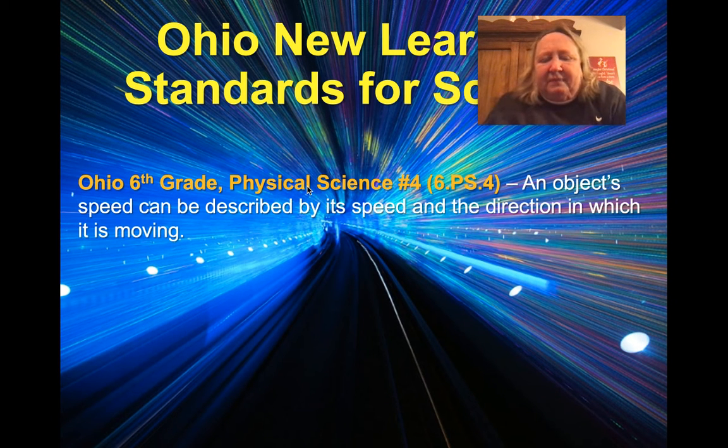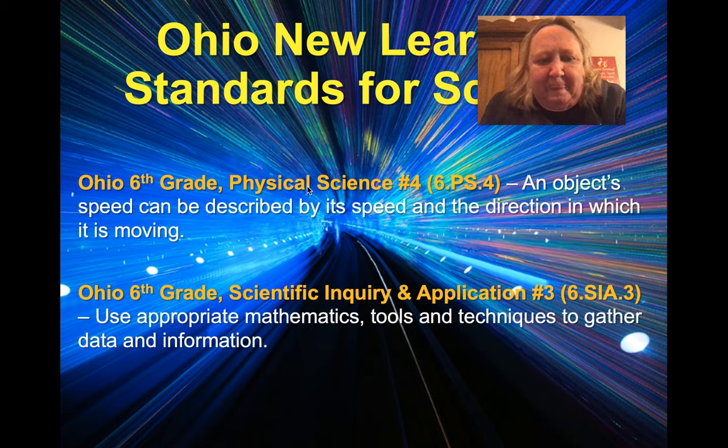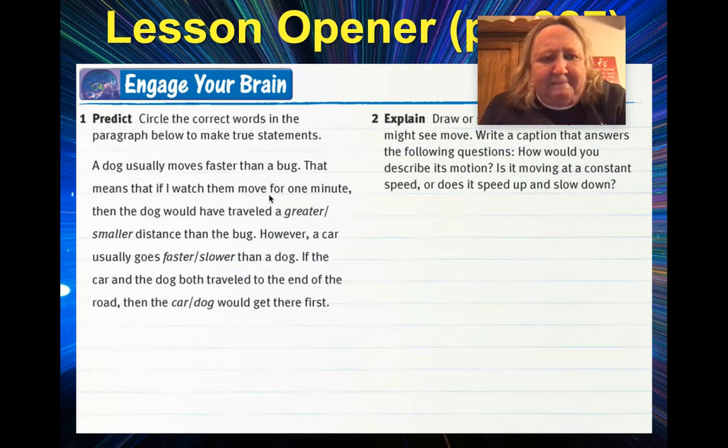All right. So we have one standard on this, and that is an object's motion is described by its speed and the direction in which it's moving. And then also the math and data that goes with that. We're most worried about this one. Okay. So let's look at this, engage your brain.